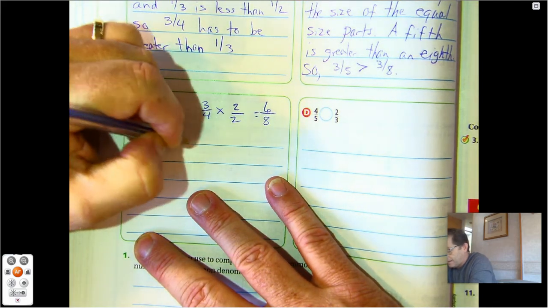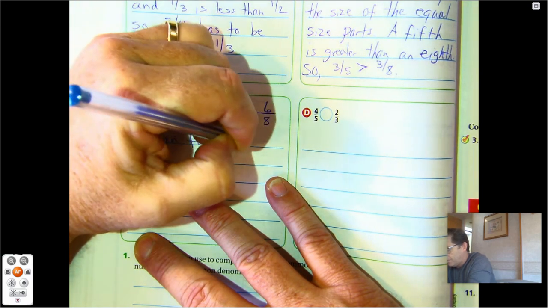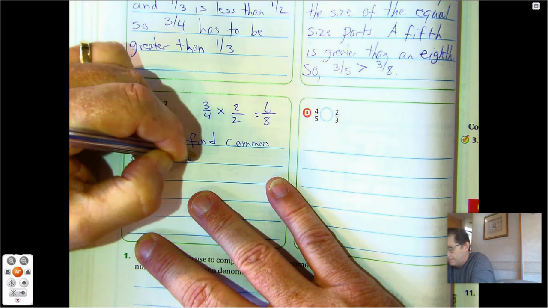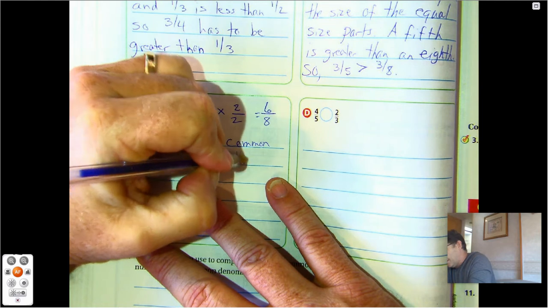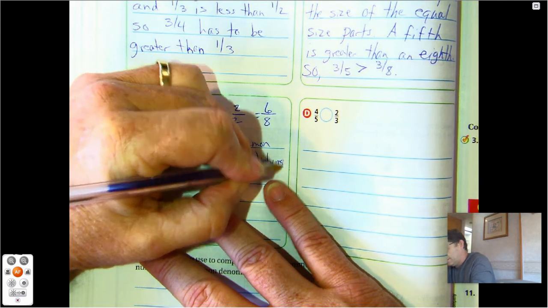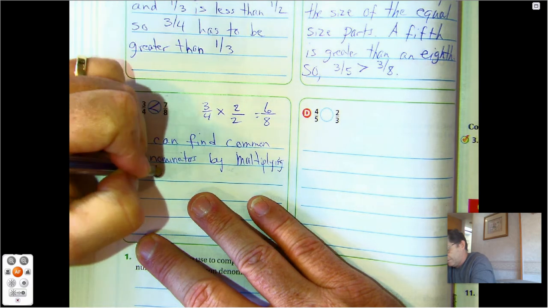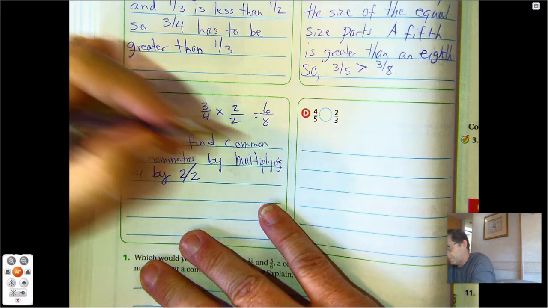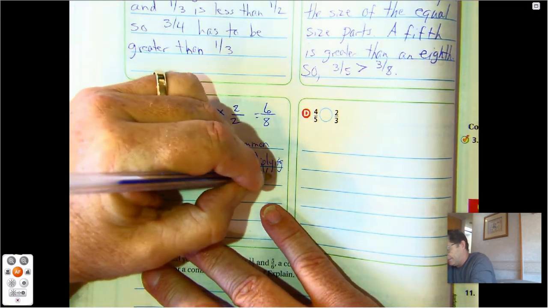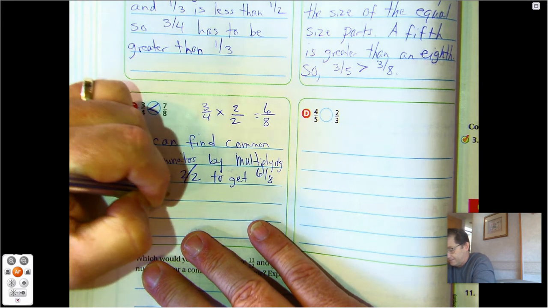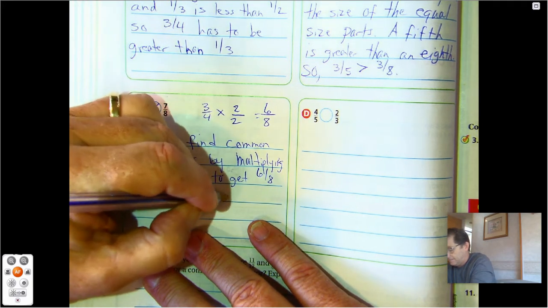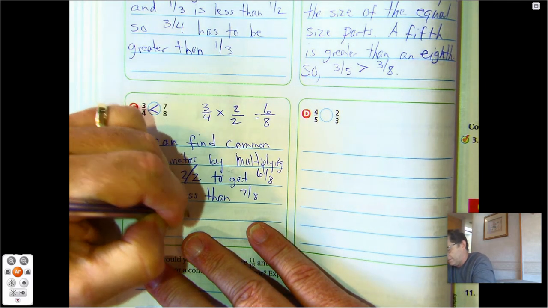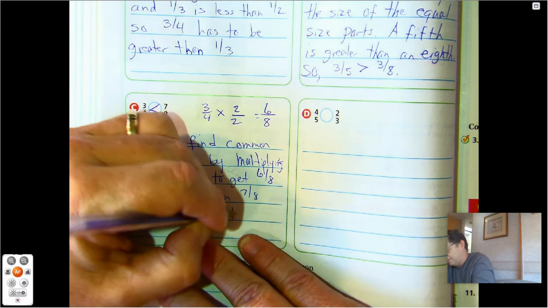What did I do? I found common denominators by multiplying 3/4 by 2 over 2 to get 6/8. 6/8 is less than 7/8. So 3/4 is less than 7/8.